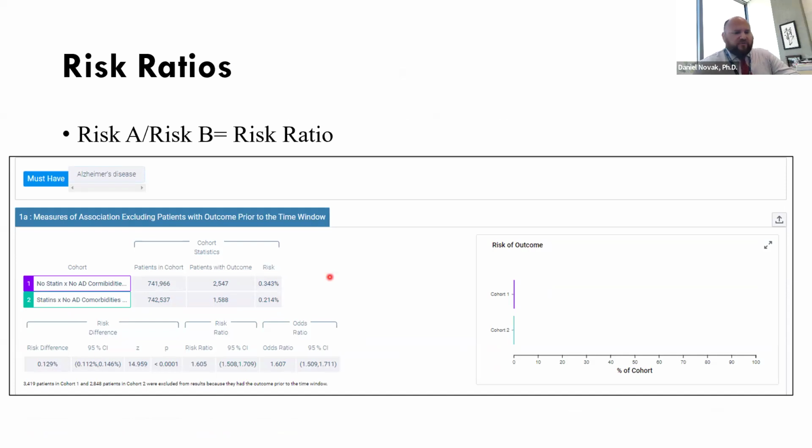So risk ratios, though, are a very useful number. Here's risk ratio over here. You can see we talked about risk difference. This is just 0.343 minus 0.214 is 0.129. And it runs a z-test on this, and we'll talk about this in just a second, actually. But let's talk about risk ratios. Risk ratios are just risk of A divided by risk of B. So if you're looking at no statin divided by statins, that's 1.605.